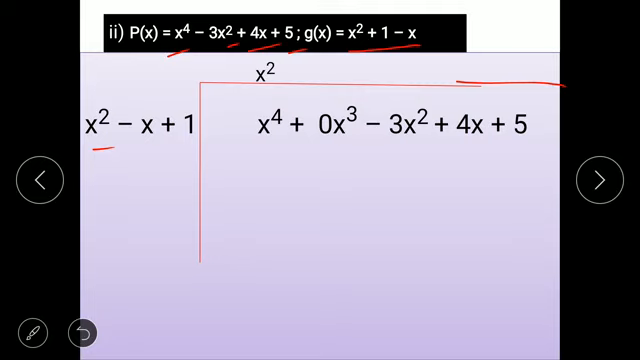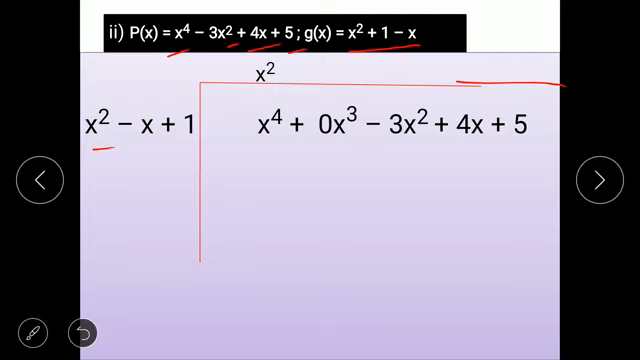What is the first term? The first term is x to the power 4. First term here is x square. X to the power 4 and x square cancel. What will we get? X square will get. That is the only one we are writing here. So what are we getting? X.